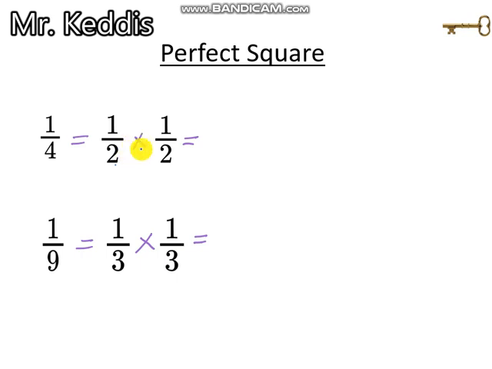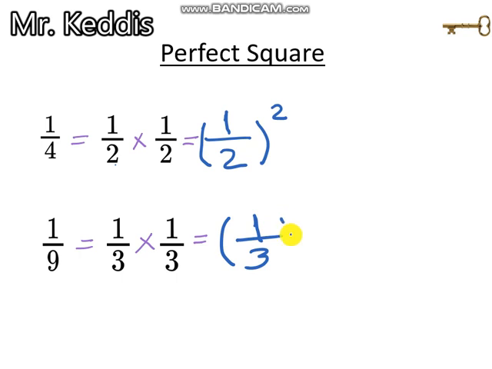If you have 1 half times 1 half, 1 times 1 you get 1, and 2 times 2 you get 4. This means 1 over 4 equals 1 over 2 quantity squared. Also, 1 over 9 equals 1/3 times 1/3, because 1 times 1 you get 1, and 3 times 3 you get 9. This means 1 over 9 is 1 over 3 quantity squared.